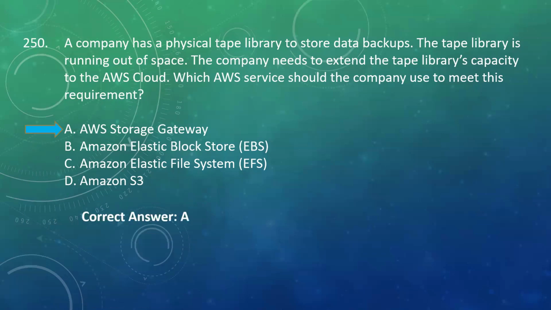AWS Storage Gateway is a service that can be used to extend the tape library's capacity to the AWS cloud. Storage Gateway is a hybrid storage service that allows users to connect their on-premise data centers to the AWS cloud. It provides a range of storage options, including file-based, block-based, and tape-based storage, which can be used to store data backups and other types of data.